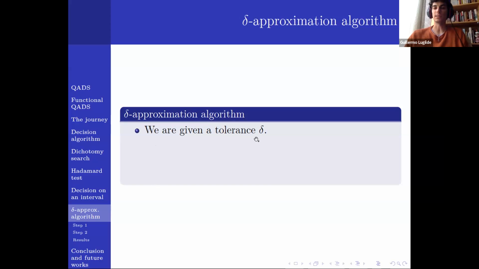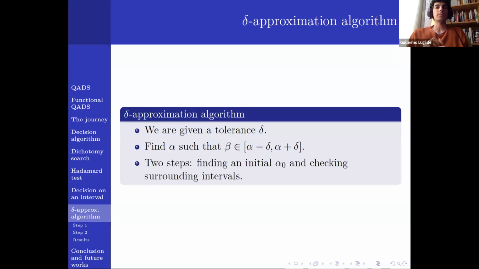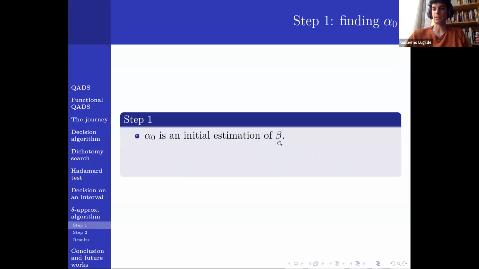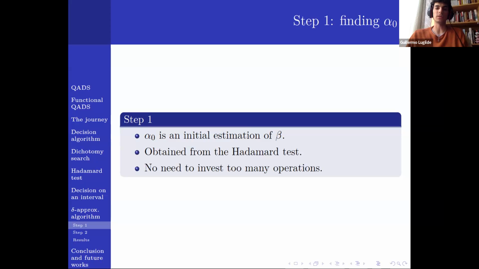We are given a tolerance delta, and we have to find an interval of this form containing beta for a certain alpha that we now have to find by ourselves. So this algorithm has 2 steps. First step, finding an initial alpha sub 0, which is simply an approximation of beta. We already know how to approximate beta with the Hadamard test. The difference now is that we don't need a super accurate approximation of beta. We just need to get a little bit close. So we are not going to invest too many operations here.